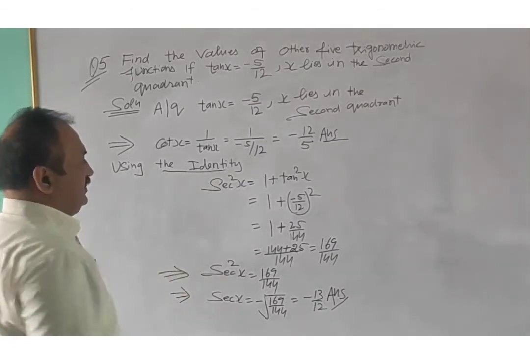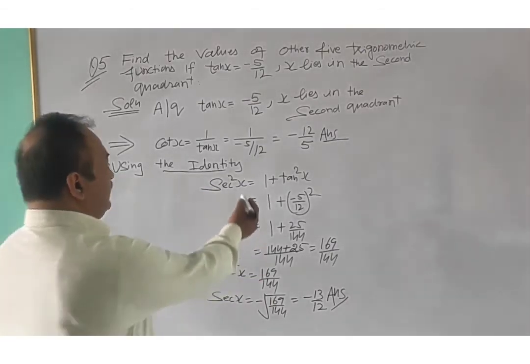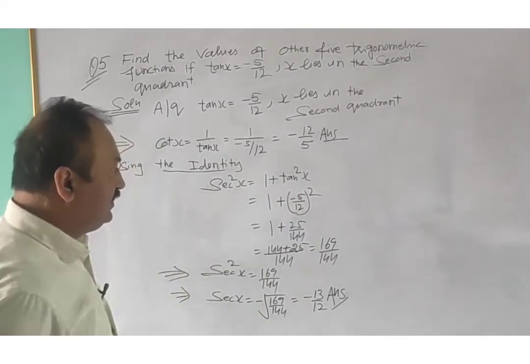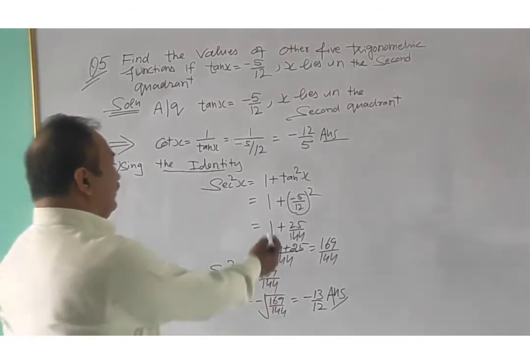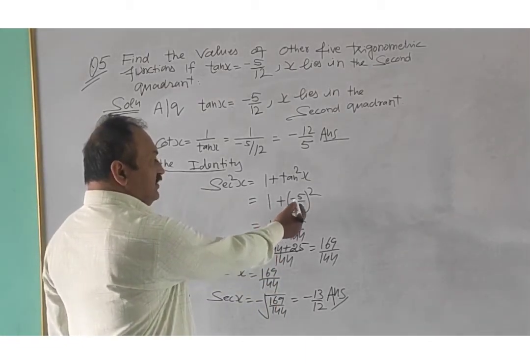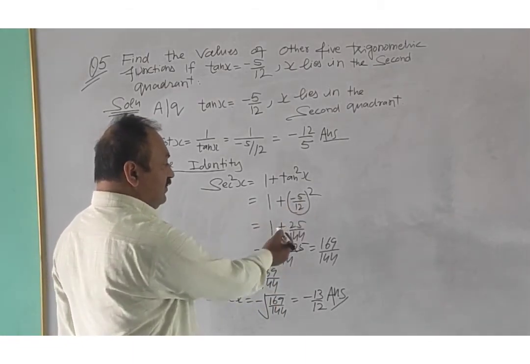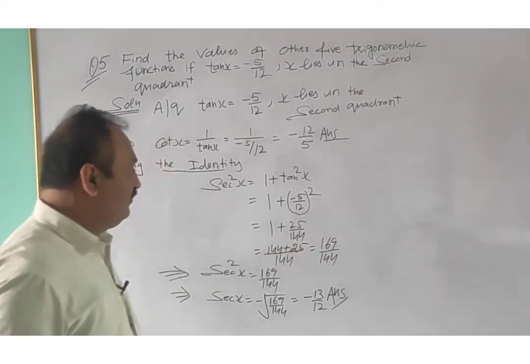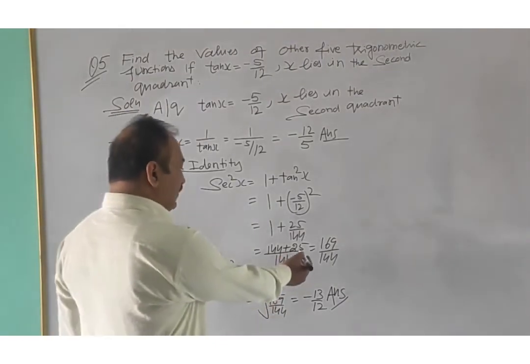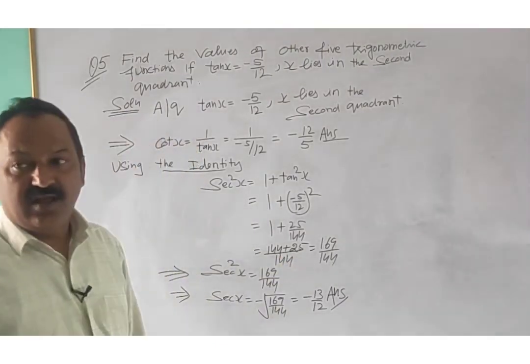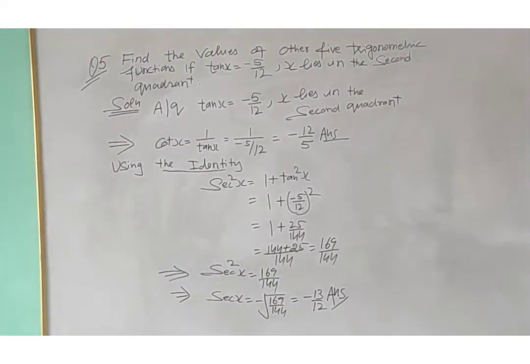Using the identity secant square x is equal to 1 plus tan square x, you can find the value of secant x. That is equal to 1 plus minus 5 by 12 whole square, 1 plus 25 upon 144, 144 plus 25 upon 144, 169 upon 144.